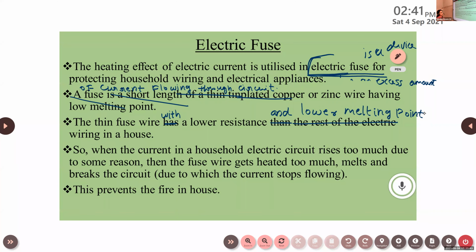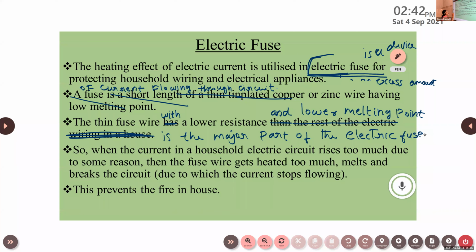A thin fuse wire with a lower resistance and lower melting point is the major part of the electric fuse. Here, in the case of fuse wire, the melting point should be low. Then only it is easily broken whenever an excess amount of current is passing through the circuit. If and only if the fuse wire is broken, it becomes an open circuit, thereby protecting the electrical appliances from damage.